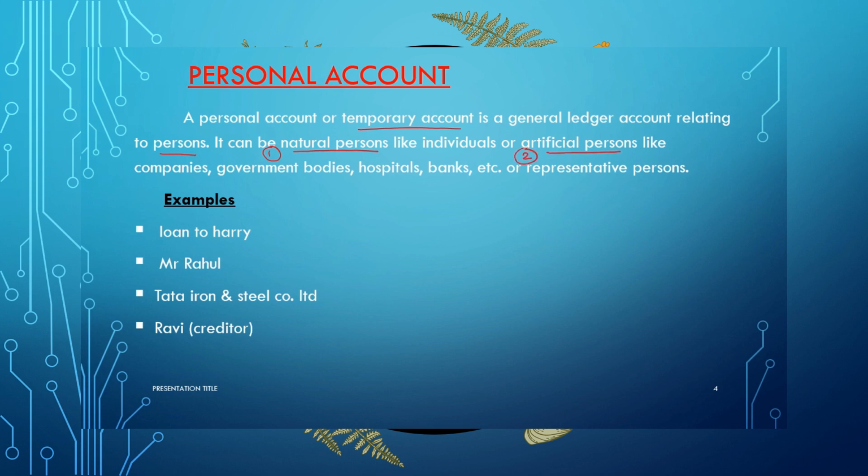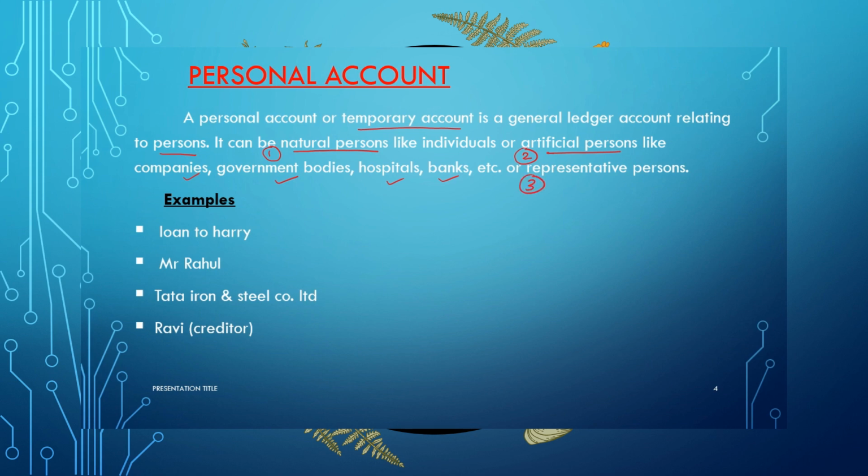Second are the artificial persons. Now, artificial persons are not the individuals, but they are recognized by the law as a legal person because they have certain rights and liabilities, such as companies, government bodies, hospitals, banks, etc. It can be any companies like Reliance Company, Tata Company, or any hospitals or banks like SBI Bank, IDFC Bank, any persons who are not the individuals but they are the artificial persons here.